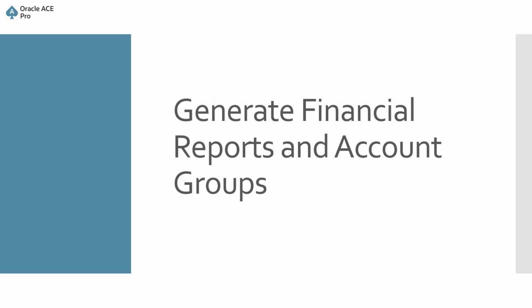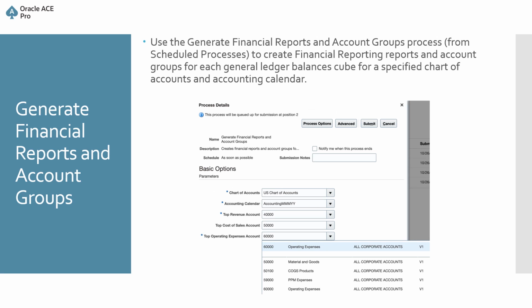And what do we use these things for? So account groups. These can be automatically generated using a job. There is a program under Oracle Schedule Processes. So the same navigation we gave a few slides ago. You're going to use the Generate Financial Reports and Account Groups process from the Schedule Processes.